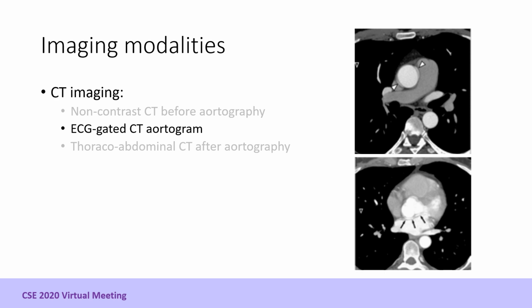CT aortography can be used for chronic surveillance scans, with ECG gating being particularly helpful to avoid artifacts that can mimic dissection flaps. These are a few examples of potential artifacts. The image on the top demonstrates a pseudo-dissection of the ascending aorta with opposing linear artifacts due to motion. The image on the bottom demonstrates a double contour of the aortic root in a non-ECG gated study that may also simulate a dissection flap.